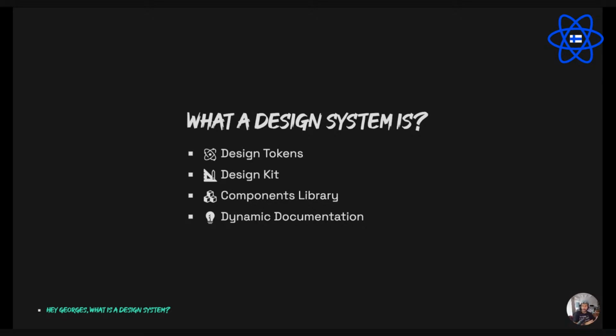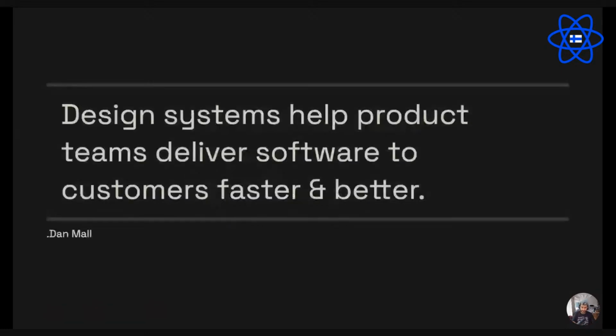So from a developer perspective, a design system is those 4 items: design tokens, design kit, components library, and a dynamic documentation. And this is your responsibility as developers to implement all of those 4 items. So the design system is firstly here to help your product team to build better software for your customers, but it's also a big tool that we use internally to help the communication between product teams, developers, and designers.